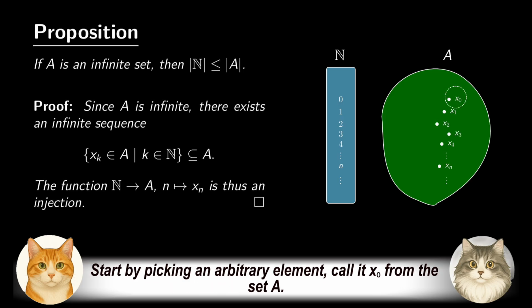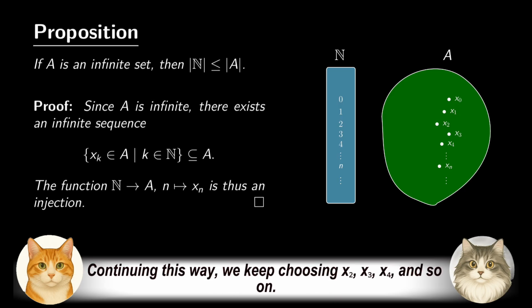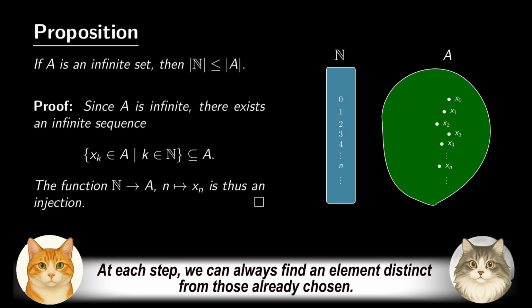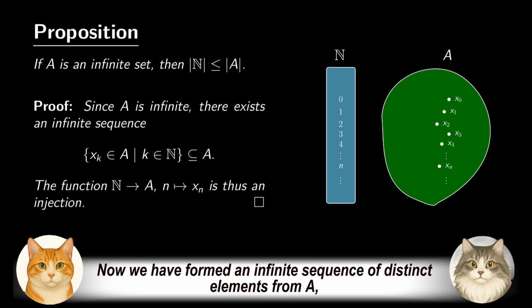Start by picking an arbitrary element, call it x0, from the set A. Since A is infinite, there exists another element x1 in A that is different from x0. Continuing this way, we keep choosing x2, x3, x4, and so on. At each step, we can always find an element distinct from those already chosen. Otherwise, the set A would be finite.